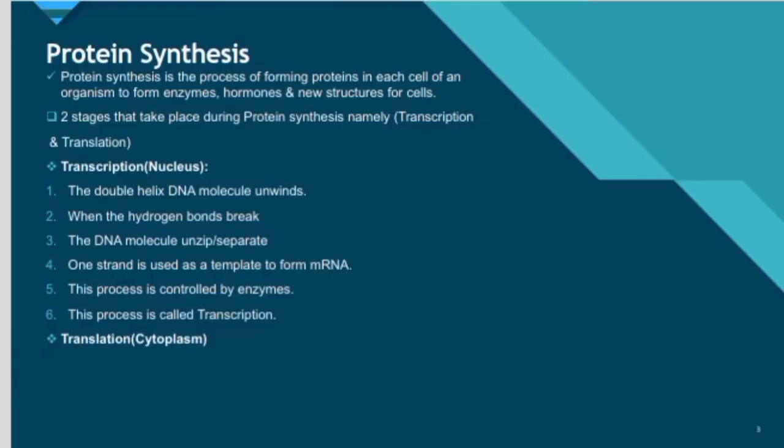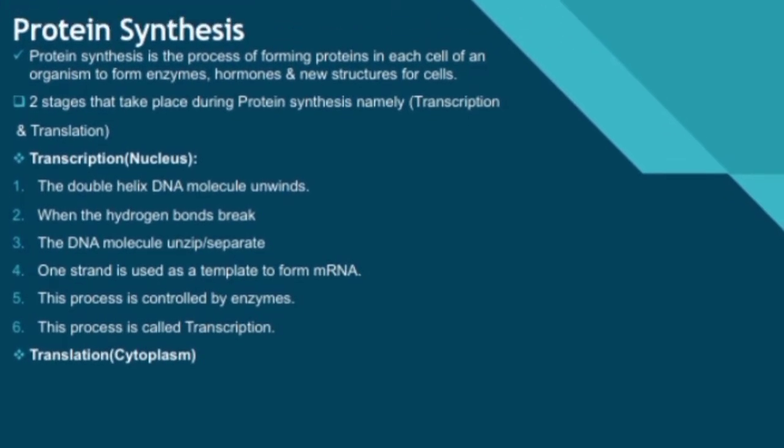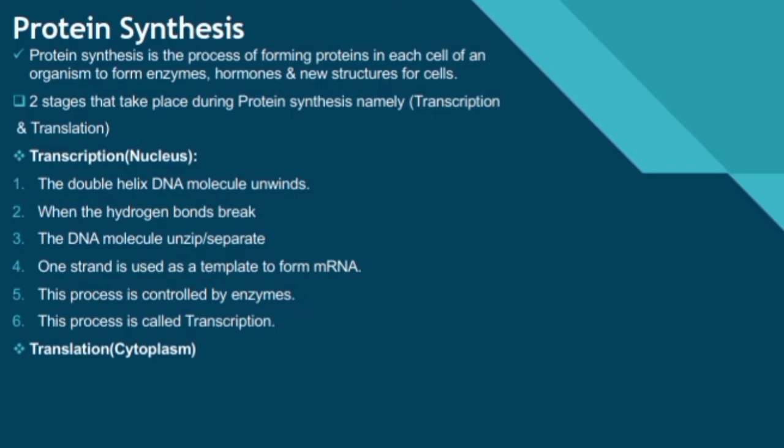So protein synthesis is the process of forming proteins in each cell of an organism to form enzymes, hormones, and new structures for the cells, right? As you can hear by this word, protein synthesis means forming or manufacturing. It's a process whereby we're trying to form a protein, right? The amino acids will be connected by peptide bonds, and then they'll be forming the protein.